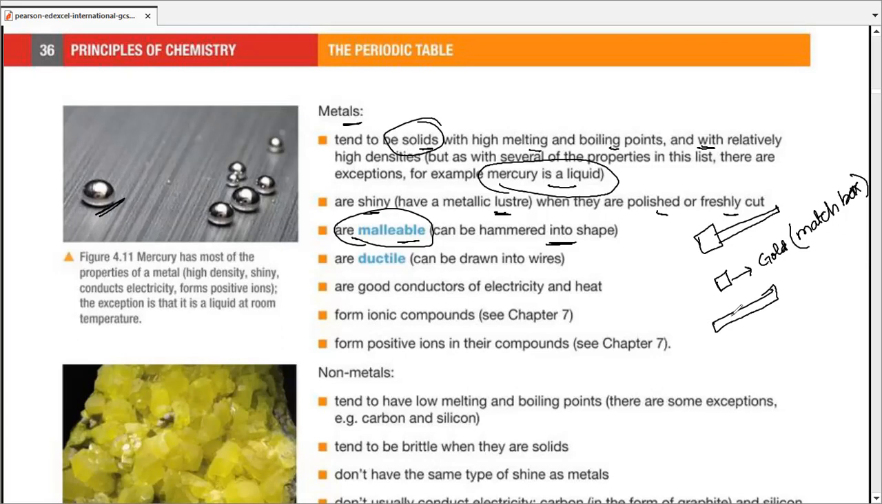If you use some sophisticated machines or apparatuses, or better rollers, we can even roll it into a bigger sheet, much bigger than that, right? So this is how we can come up with the example of malleability.